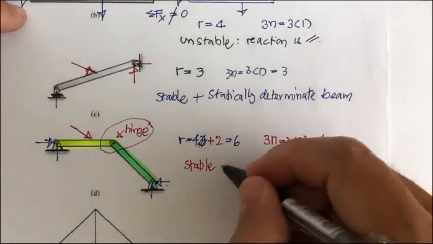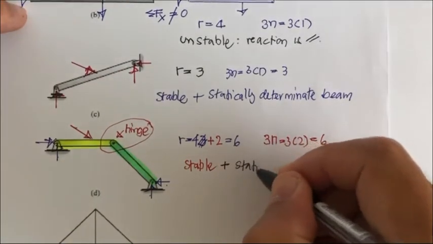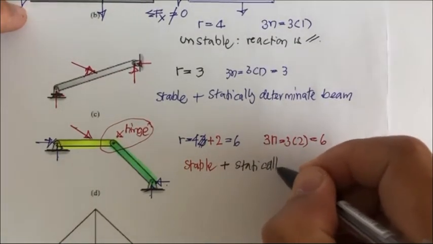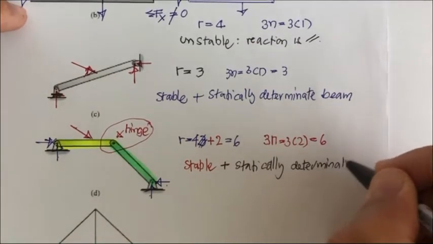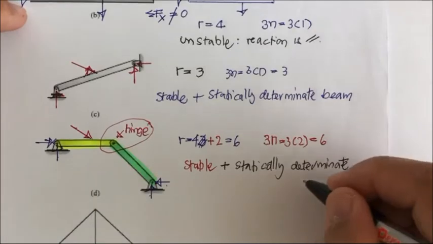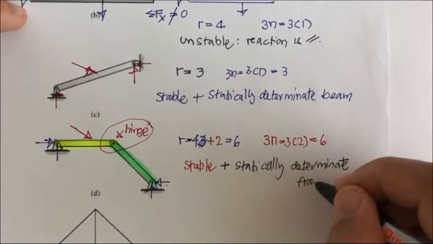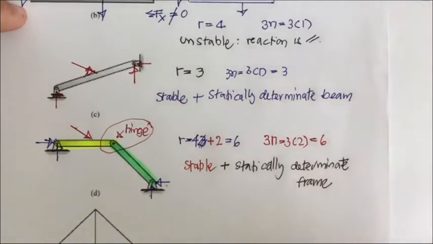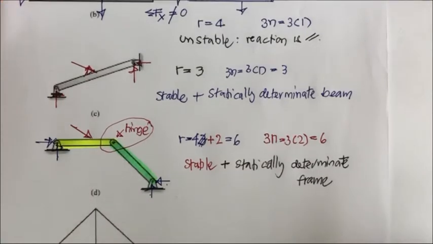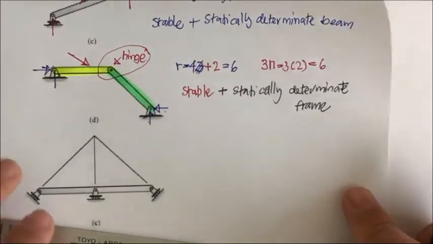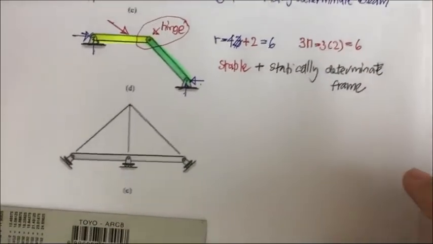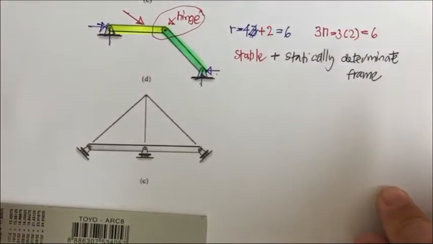And stable with what? Stable and statically determinate, since R is equal to 3n. So it's going to be a statically determinate frame.